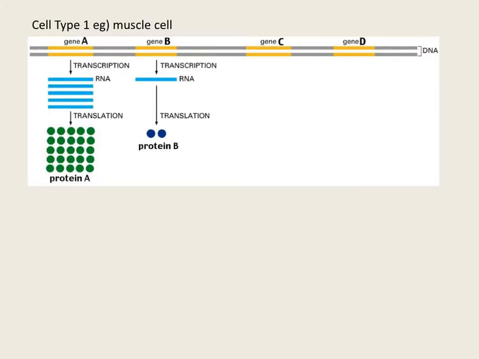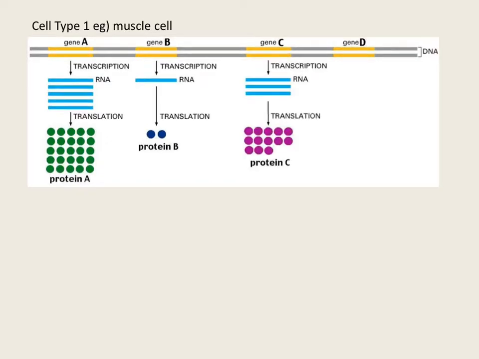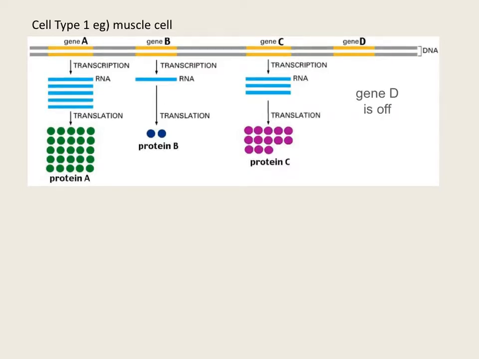We also have protein B, less of it. And then C. So we have more expression of the protein for protein A, less for B, and about in between for C. D in this case is off. In other words, that's not being transcribed or translated.